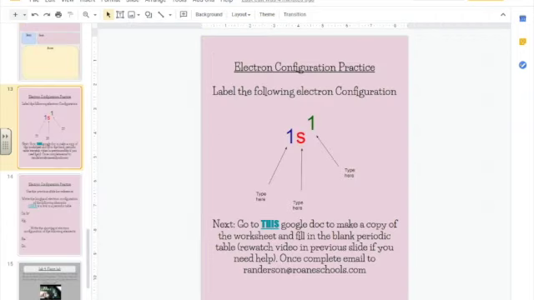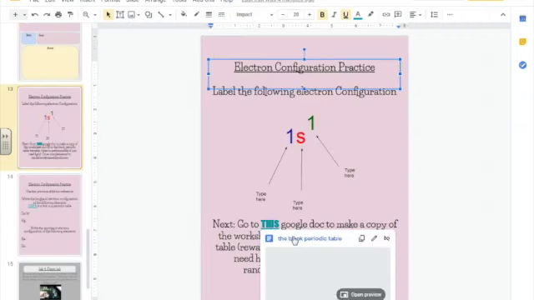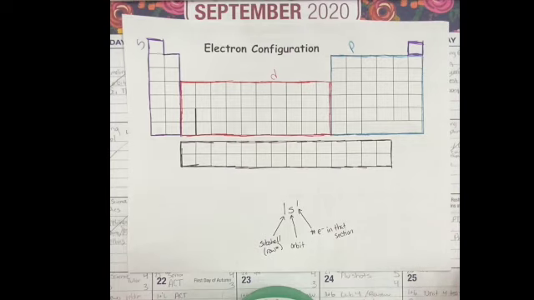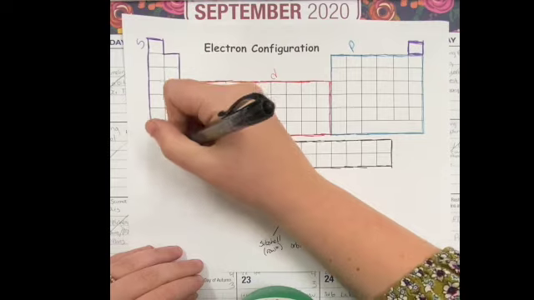So here, if you click this Google Doc, it'll open up a blank periodic table. You will need to fill in that blank periodic table just like how I just showed you in this video, and then share it to randerson@roanschools.com.